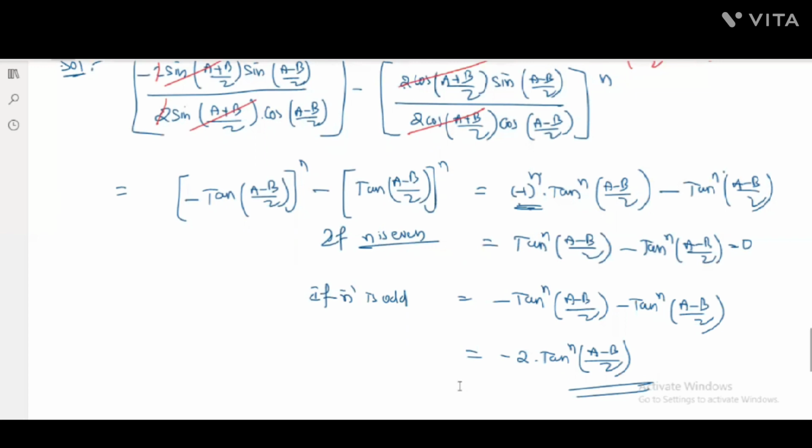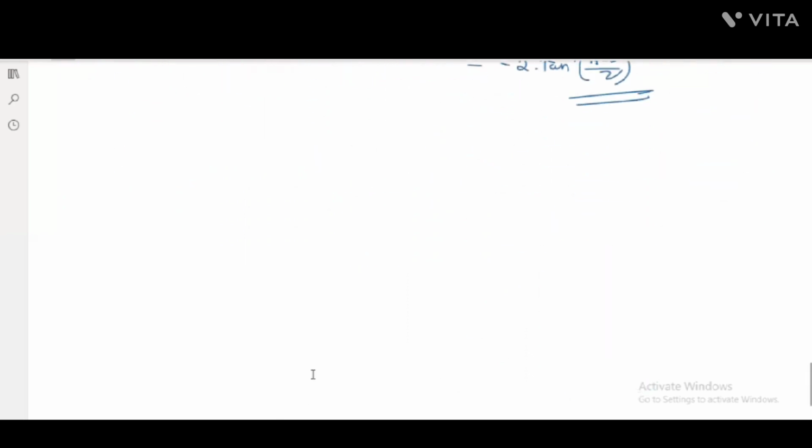Next, we will see conditional trigonometry. What is this conditional trigonometry? They will give certain conditions on angles, and they will ask to find different proofs for different trigonometric ratios. So next one is conditional trigonometry.